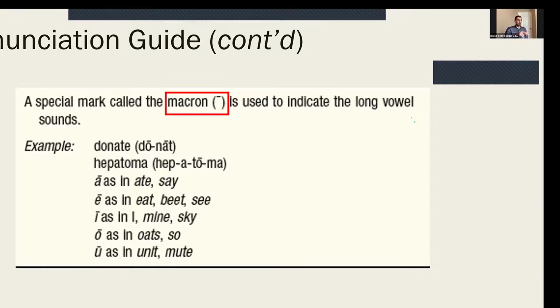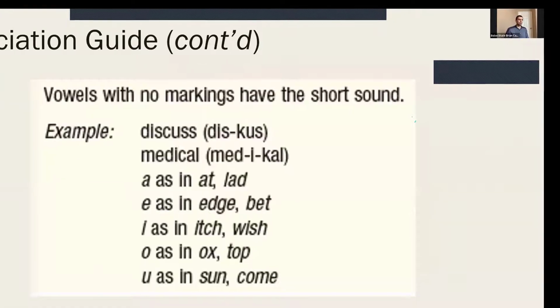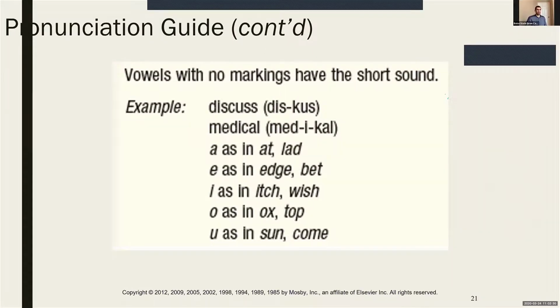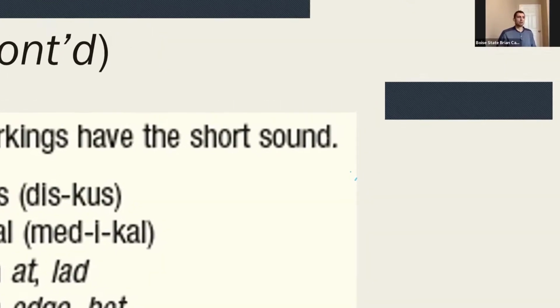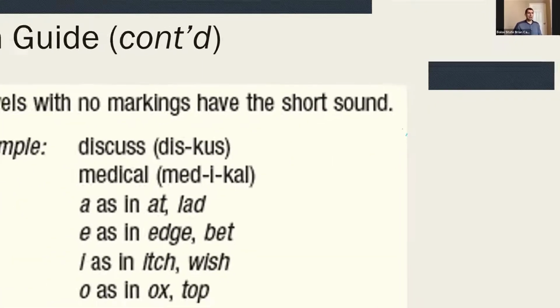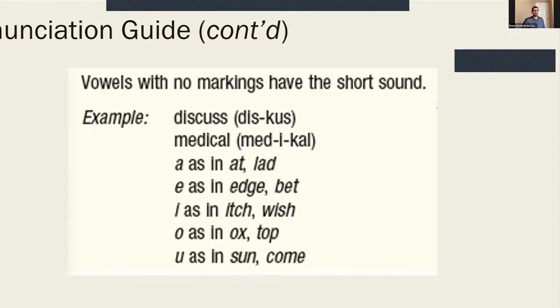And then the rest of them there, they give you a couple different examples of the different vowels. So the E, the I, O, and U, and as those would be pronounced using the macron or the long vowel. Vowels with no markings, we've already mentioned that. They have the short sound, so the A becomes A instead of A. The E becomes E instead of E, and so on.